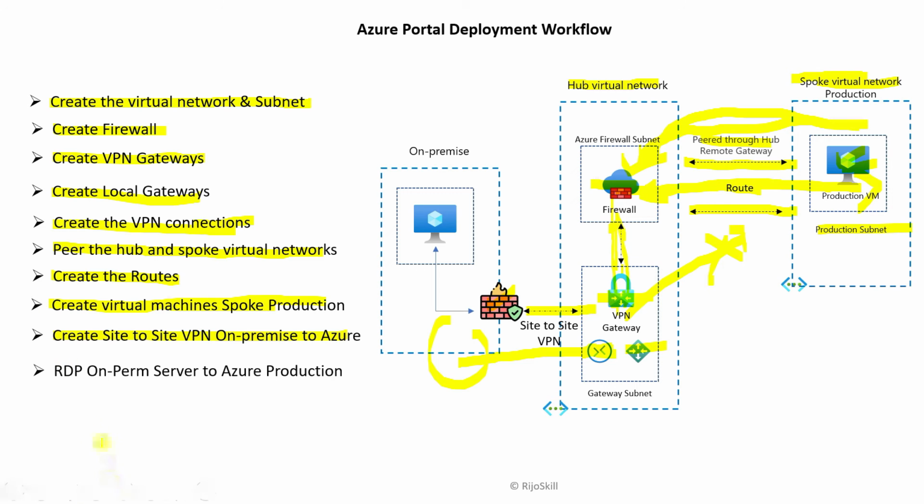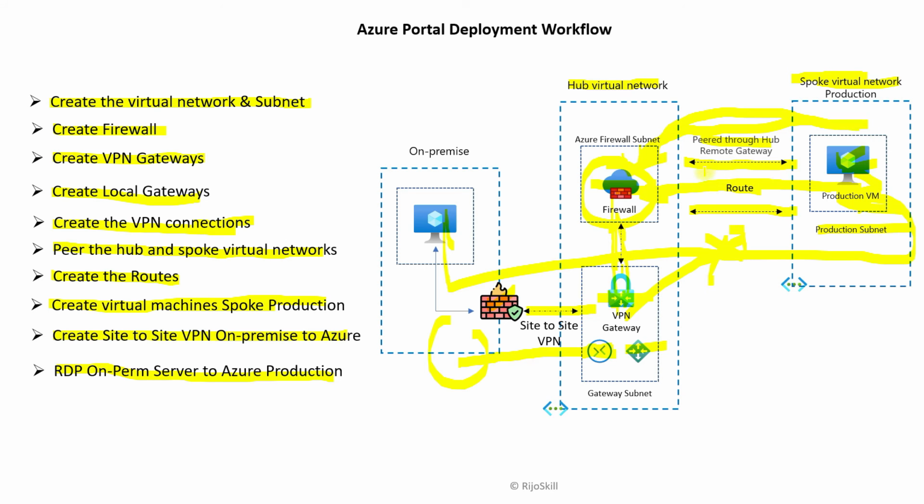So we needed to create the RDP from on-premises to Azure production. So we needed to create the remote desktop connection from here to our production VM. So how can we do this one? We need to create the firewall rule, right? So we need to go to our firewall. We need to allow RDP from our on-premises to our Spoke virtual network production.